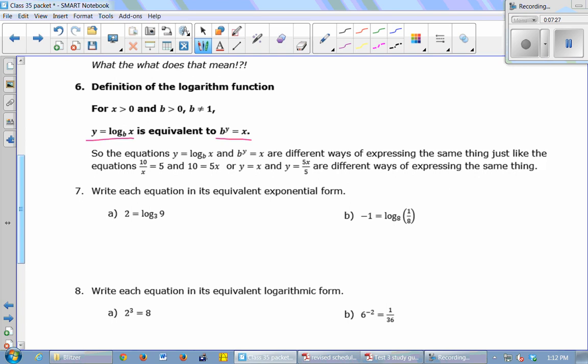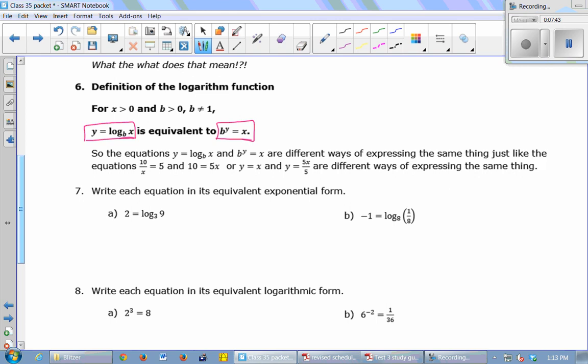All right, so I'm going to use this definition. We're just going to practice using this definition a little bit. I've given you some statements in log form, right? I've given you what it looks like this, and I want you to change it to what looks like this, b to the y equals x.